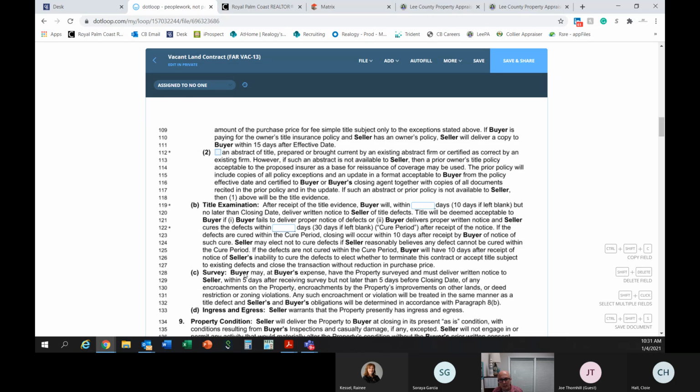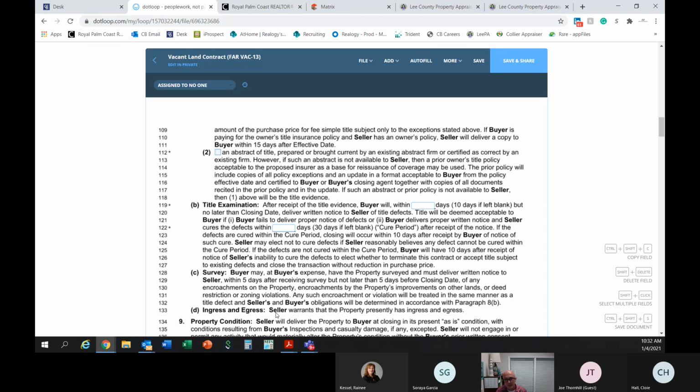Okay, so option C, survey. Buyer may, at buyer's expense, have the property surveyed and must deliver written notice to seller within 5 days after receiving survey, but not later than 5 days before closing date, of any encroachments on the property, encroachments by the property's improvements on other lands, or deed restrictions or zoning violations. Any such encroachment or violation will be treated in the same manner as a title defect, and seller and buyer's obligations will be determined in accordance with paragraph 8B. Okay, so a lot of times with this, it's a fence or a shed. It might be considered an encroachment on the property, and a survey can determine if any of those exist.